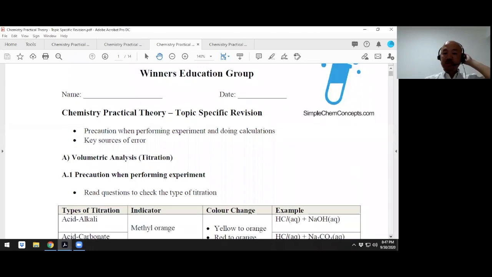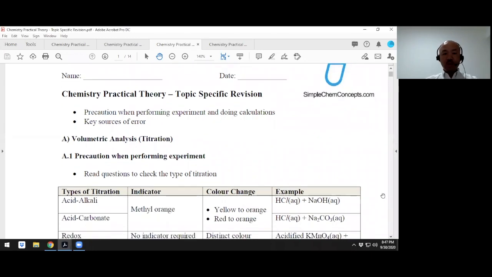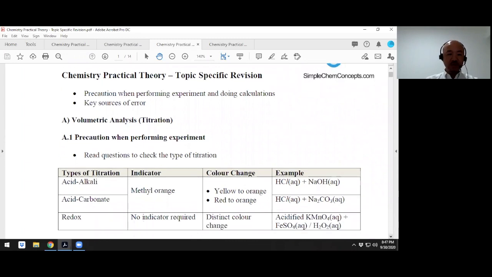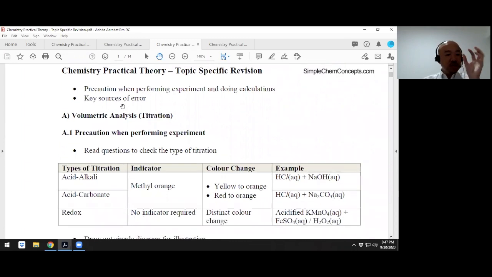This is chemistry practical theory, topic specific revision. Okay, so there are two major points that I want to talk about. Remember, this section is on those high heat rate questions like titration, like your energy changes. All these are more high heat rate.